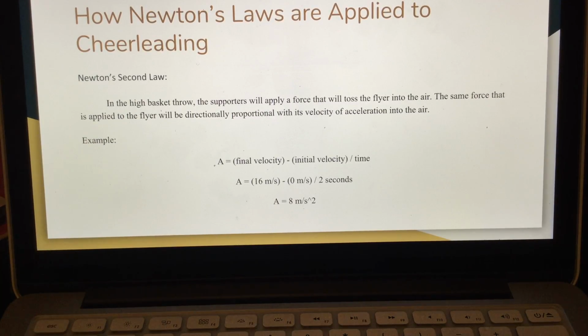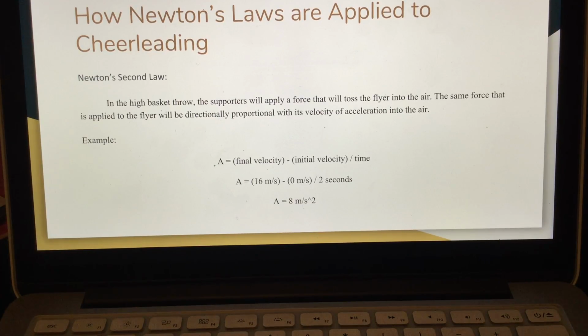And then here is Newton's second law. Again, like I said, we're going to stay with the example of the high basket throw. So the supporters will apply the force that will toss the flyer into the air, and that same force applied to the flyer will be directly proportional with its acceleration into the air. So in this example, we're going to find how her final velocity divided by the time it takes them to toss her into the air will give her acceleration.